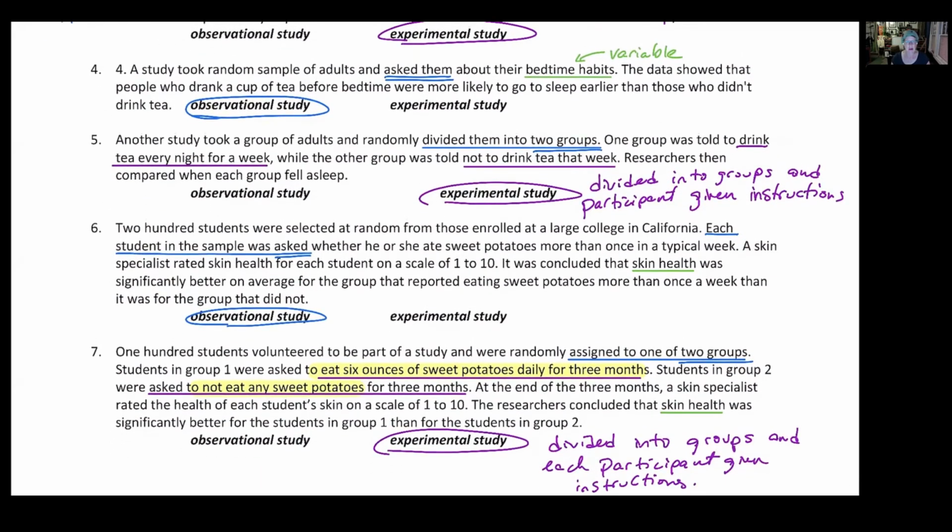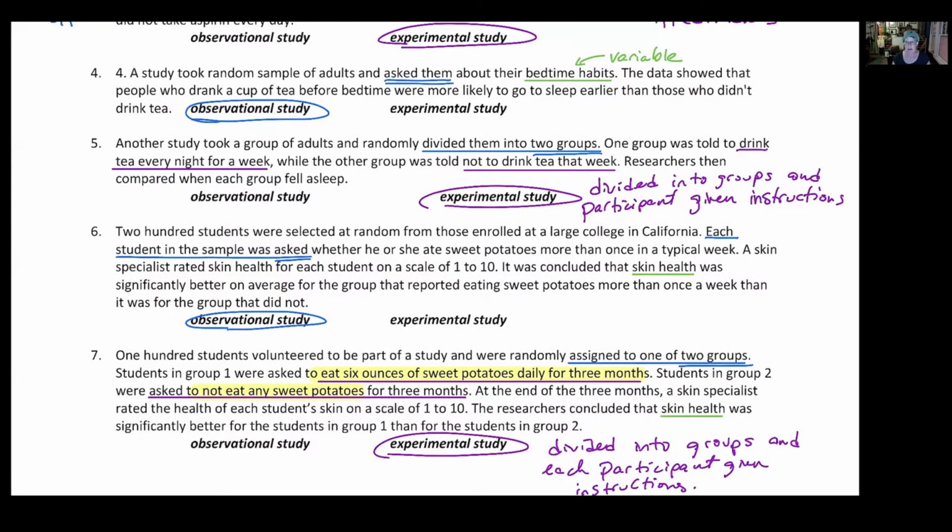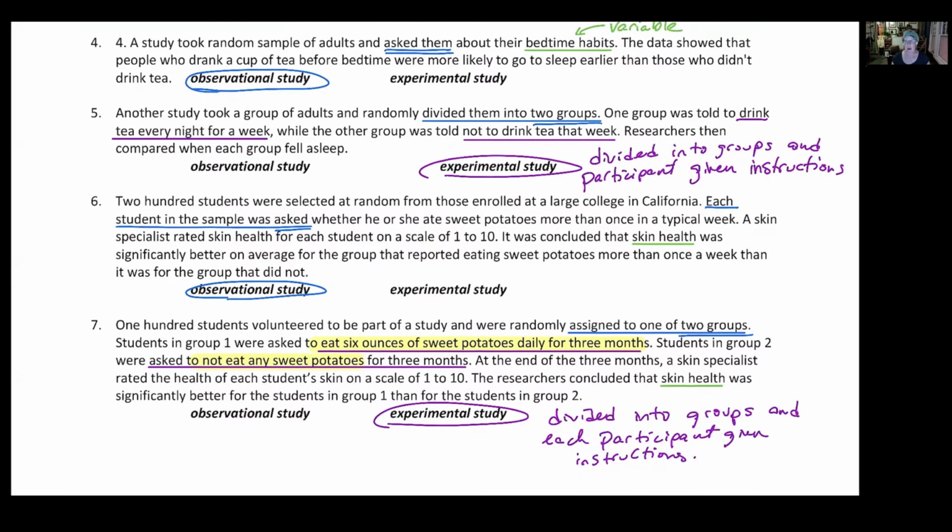Okay, and I just want to point one thing out. 6 and 7 are very similar. 6 and 7 both deal with sweet potatoes. I just want to point out the difference between those two to make sure everyone's very clear about it in case someone was shy. Okay, so again, I'm looking for those key words to help me determine if it was an experiment or if it was an observation. In number 6, we have 200 students were selected at random, enrolled, and each student of the sample was asked. And that's one of the key words, is that they were asked whether they ate sweet potatoes or not.